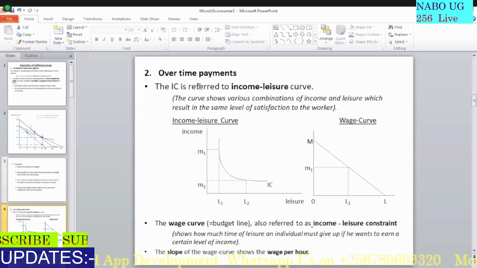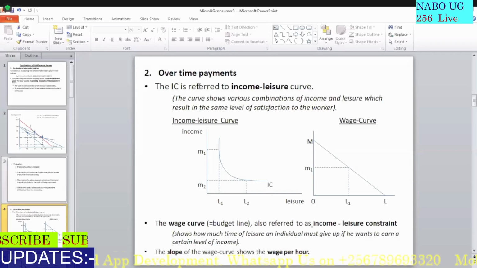Overtime payments. We can also use the indifference curve analysis to illustrate overtime payment. So basically, we start by explaining two curves. One is what we call the income leisure curve. Now we want to change the indifference curve name to income leisure curve.